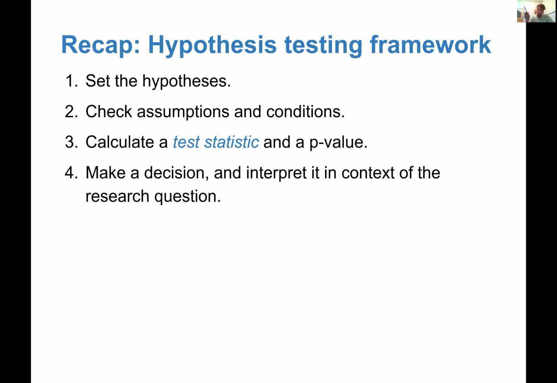What did we do? Number one, we set the hypothesis. Number two, we check assumptions and conditions. There's always a box in your textbook for almost all the later sections. We talk about different scenarios, and there's a box of what assumptions you need to check for this type of scenario. Then you calculate a test statistic. A test statistic could be a proportion for categorical data, or an average for numerical data. Then you calculate a p-value. Given that p-value, you make a decision, and then you need to interpret it in the context of the original research question.